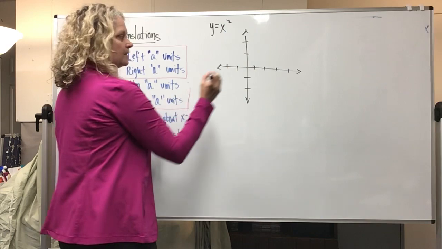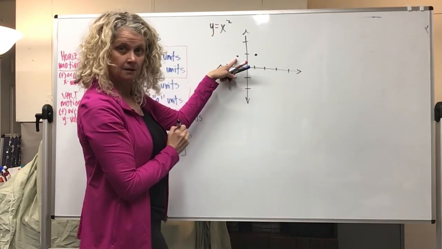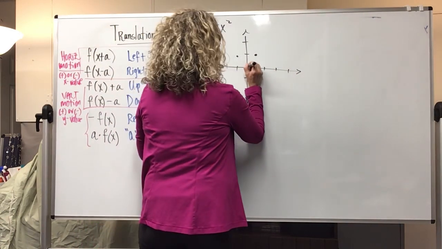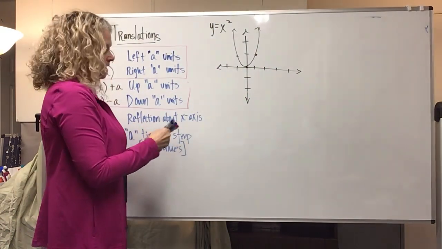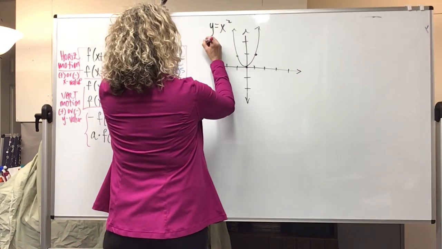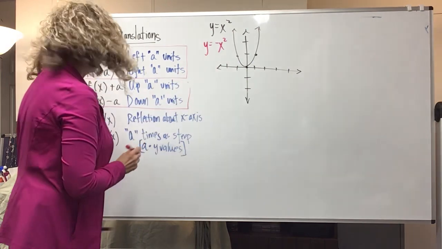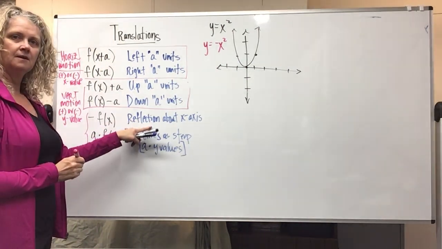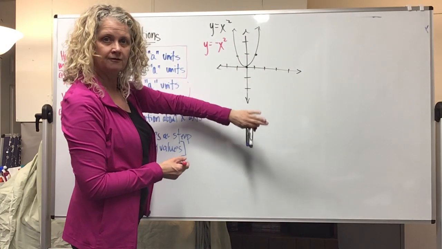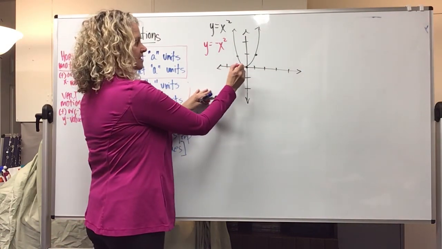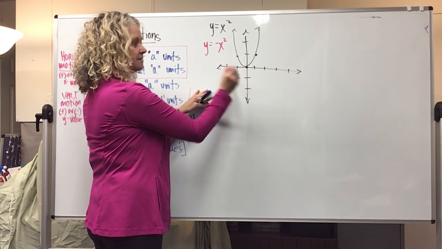Okay, so for comparison's sake, I'm going to, what are these called? Reference points. So I'm going to start with the parent graph. And if there were a negative on the outside, that would be a reflection about the x-axis. So it would be as if you took the graph and flipped it upside down. So instead of this point being 1 above the x-axis, it's 1 below the x-axis.